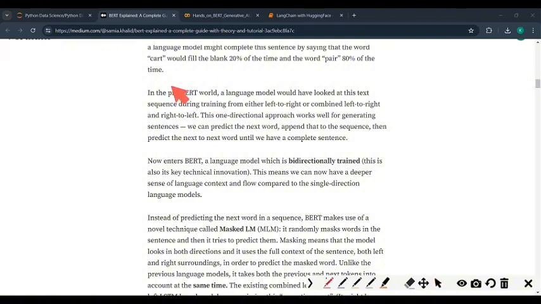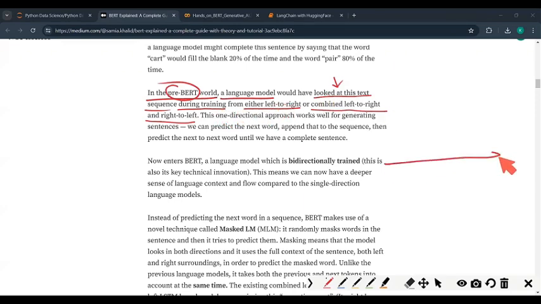Yes. See, in a pre-BERT world, a language model would have looked at this text sequence during training either from left to right, or combined left to right and right to left. Before BERT was launched, when you talk about transformers or RNNs or LSTMs, they would have looked at the text sentence during training either from left to right, or right to left, or a combination of both: first go from left to right and then right to left.